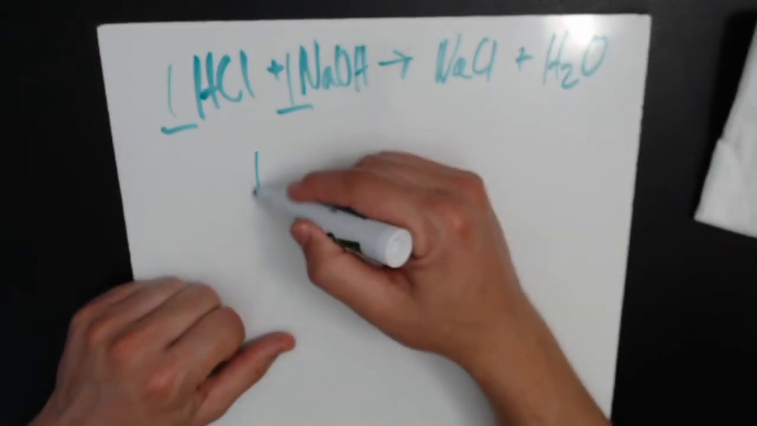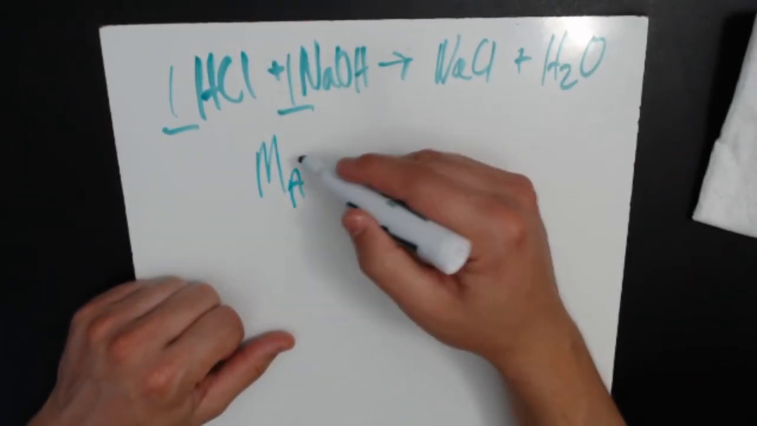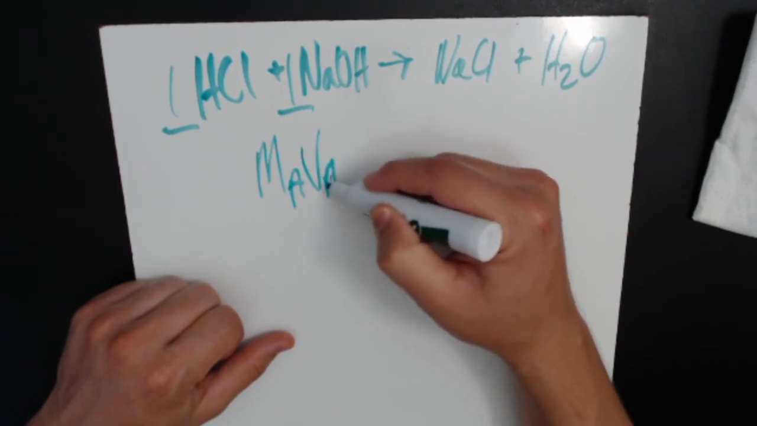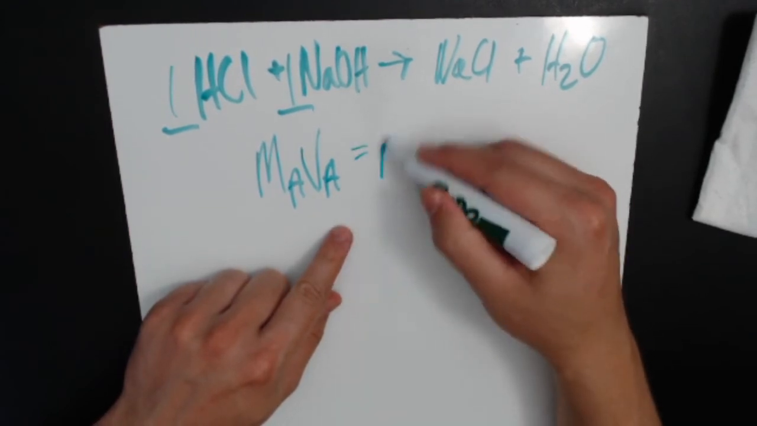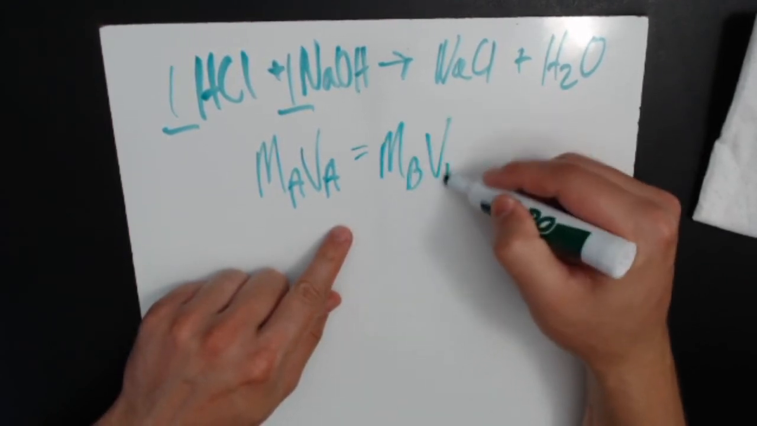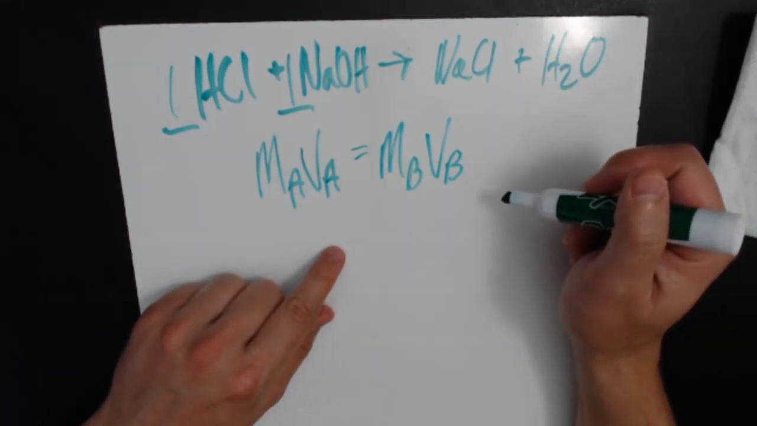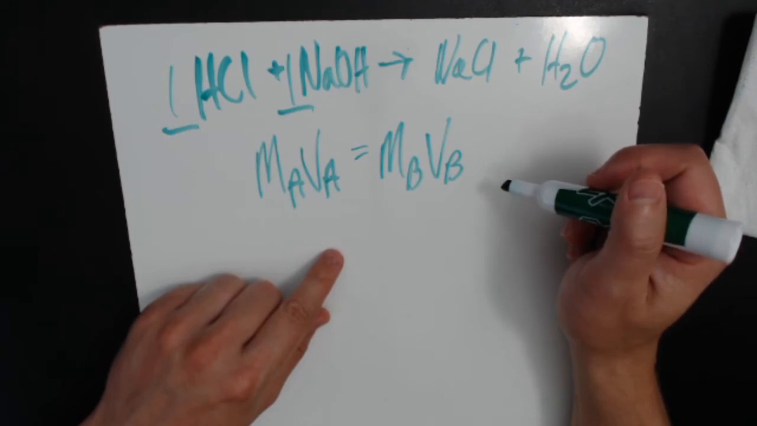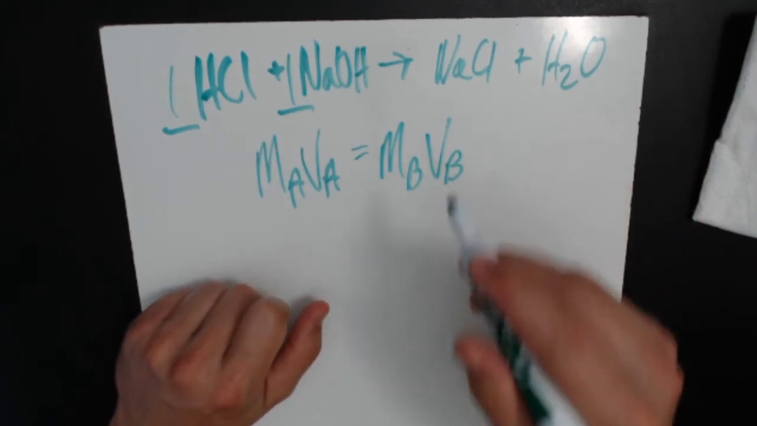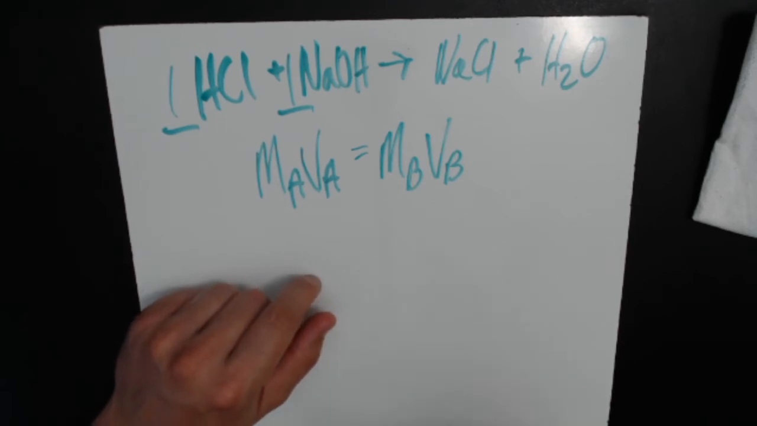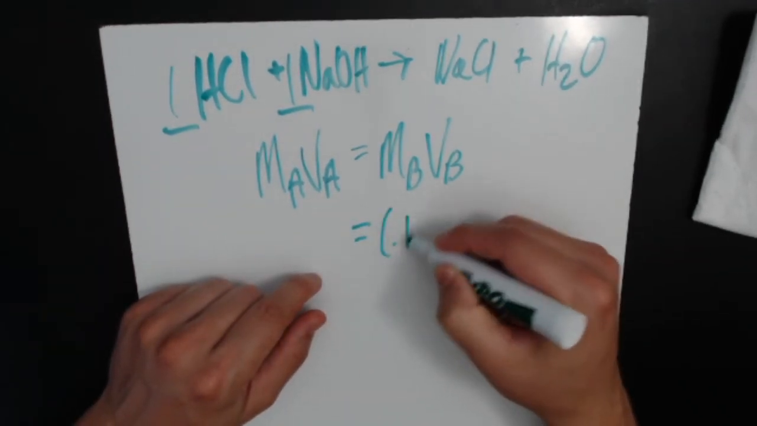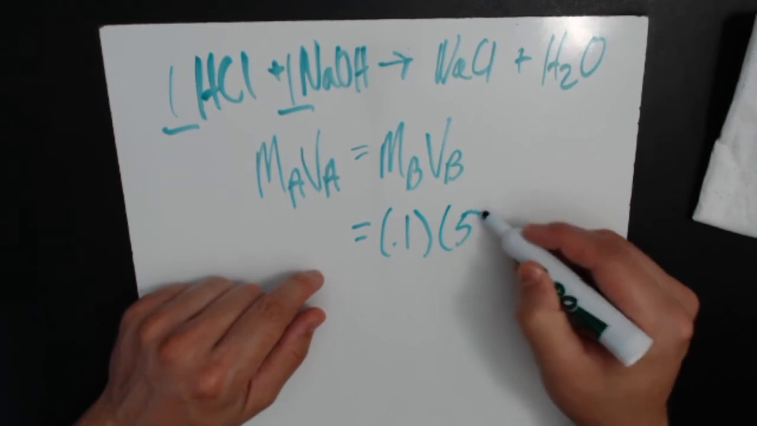So our equation, MaVa, sorry, molarity of the acid times the volume of the acid, is equal to the molarity of the base times the volume of the base. All we got to do is plug in the numbers that we have and solve for the one we're missing. So what does it tell us? It says 54 milliliters at 0.1 molar sodium hydroxide. So those are our base values. We have 0.1 molar and we have 54 milliliters.